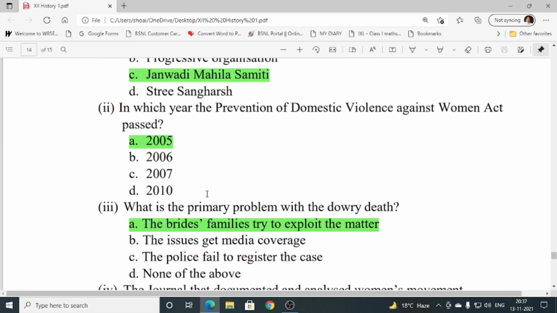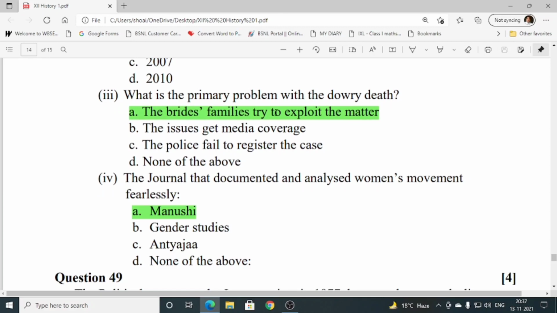Number 2, in which year was the Prevention of Domestic Violence Act, Women Act passed? 2005. Then number 3, what is the primary problem with the dowry death? The bride's family tried to exploit the matter. That is true. Number 4, a journal that documented and analyzed women's movement fearlessly, that is Manushi. It's the name of the journal, Manushi Journal.